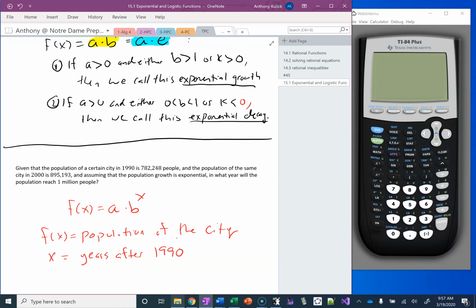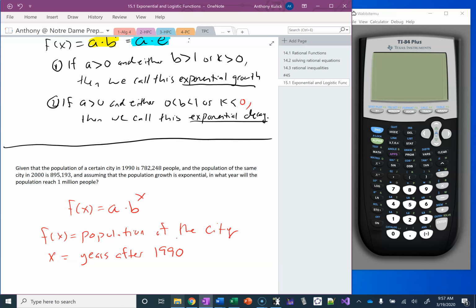So we're going to start by writing that model, and then we're going to use that model once we've written it to figure out the year in which the population would reach 1 million people. You'll notice here that for x, instead of just using x to be years or the date or something, I chose the years after 1990.